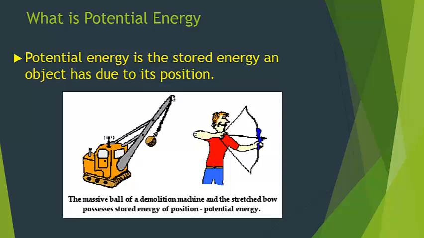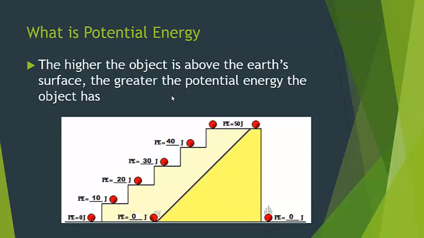Now that we know the definition, we need to know a little bit more before we solve. Potential energy has a little bit to do with the height the object is above the Earth's surface. So the higher the object is above the Earth's surface, the greater the potential energy the object has. Right here we have a ball at the top of a hill. At this point, it has 50 joules of energy. As it moves down to this level, it only has 40 joules of energy because it's closer to the Earth's surface.